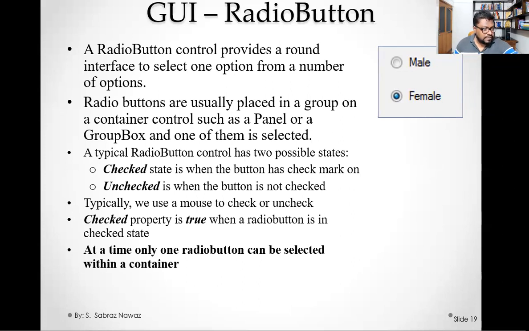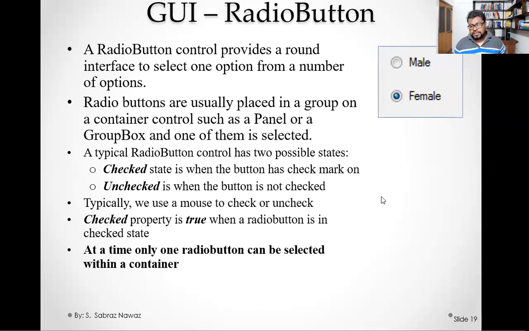The radio buttons are used to make selections. The radio button as well as a checkbox we can use. In the case of a radio button, the selection is mutually exclusive, which means at a container level, you can make one choice at a time. You can't have male and female selected at the same time. Simultaneously, you can't have them both selected. You can either select male or you can select female, right?